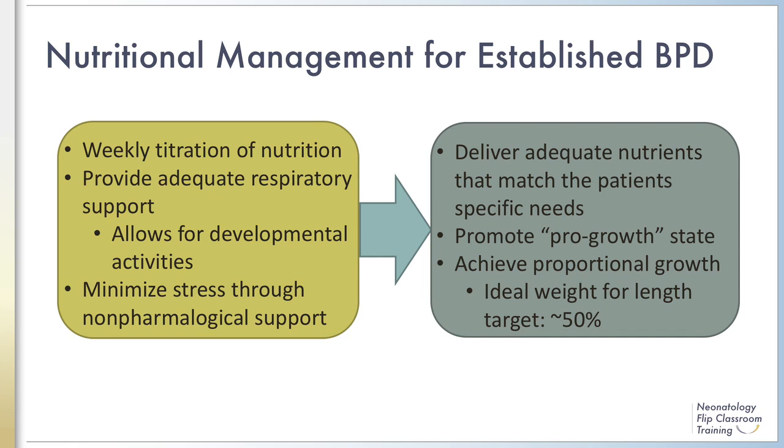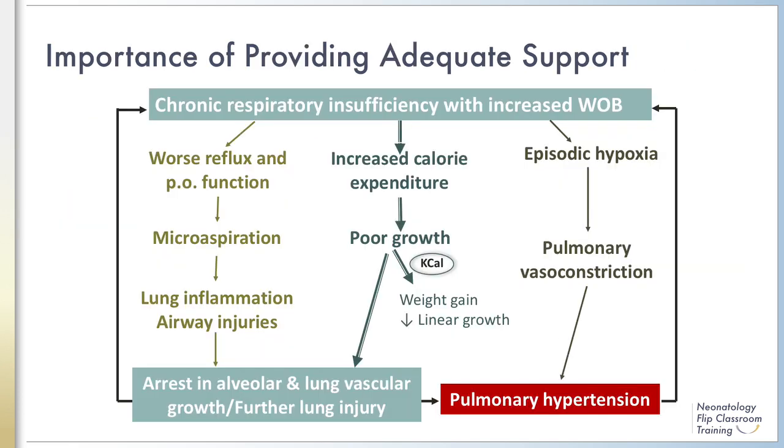One of the most important aspects of this support is providing adequate respiratory support. This is not just to keep the blood gas in the acceptable range, but means adequate support that allows the babies to grow and to participate in developmentally appropriate activities. Chronically elevated work of breathing can worsen GE reflux that is commonly seen in premature infants with BPD. It also affects the infant's ability to coordinate suck, swallow, and breathe during oral feeding. GE reflux and poor oral feeding lead to increased risk of microaspiration and further pulmonary injuries.